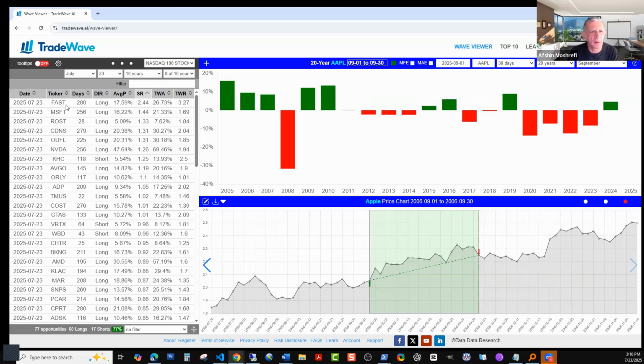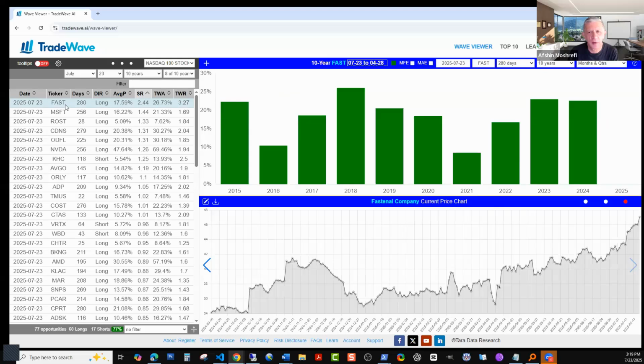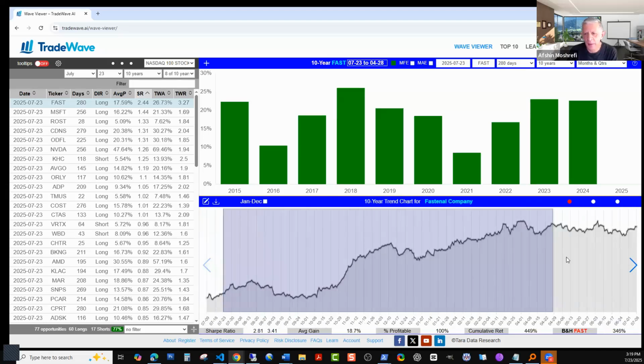Let me click on the very first one with the highest Sharpe ratio. There it is. This is a 280-day pattern, so it's a long pattern. I'm going to also look at the trend chart. But look at it. All of them are pretty large winning bars for all the years. That pretty much is the reason that it comes up and has a high Sharpe ratio.